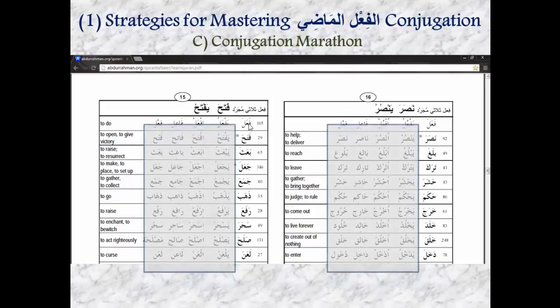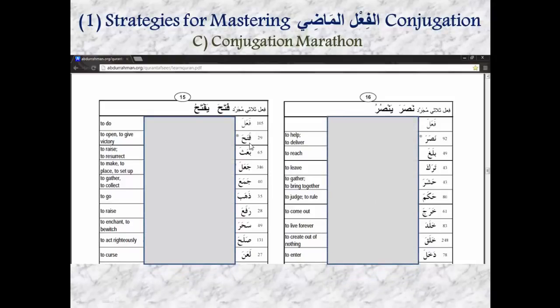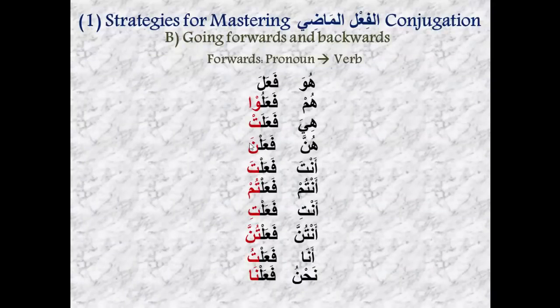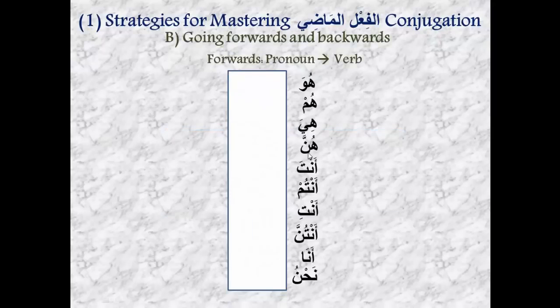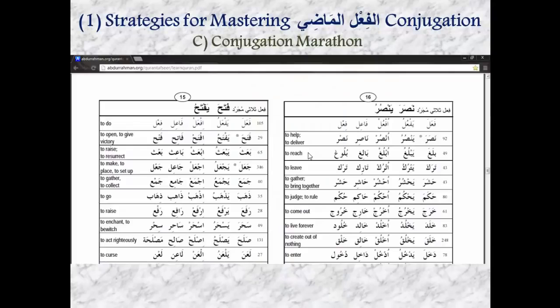Take these verbs and conjugate 5 a day for each person. Draw out the entire chart, just like this over here. Do this for each of the 5 verbs. And I guarantee you, within a week, you will know conjugation like the back of your hand, inshallah.